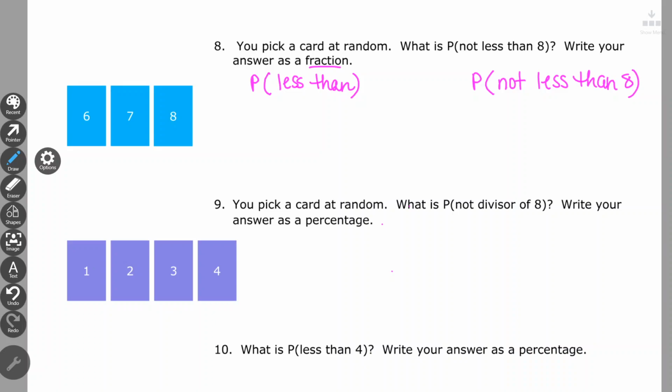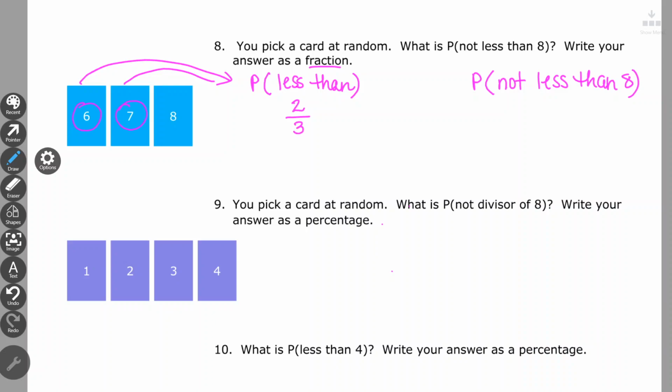Well, the number 6 is less than 8, the number 7 is less than 8, right? So both of these are less than 8. All right, but 8 is not less than 8, it is equal to 8. So we cannot include 8. How many are less than 8? There are 2 numbers. How many total cards are there? There are 3. So the total number goes on the bottom.